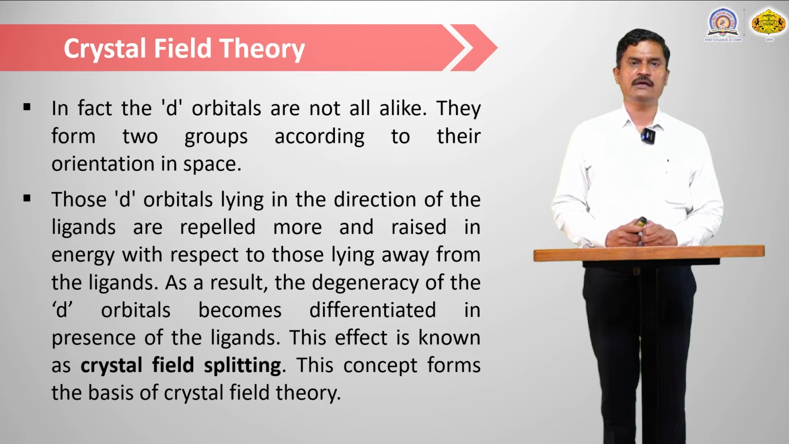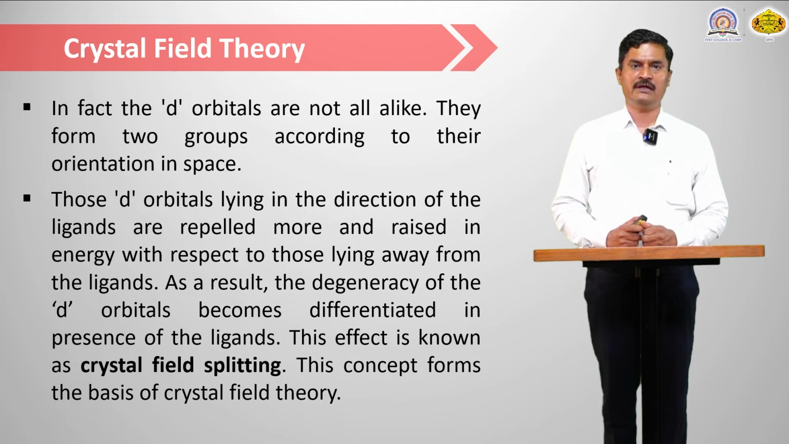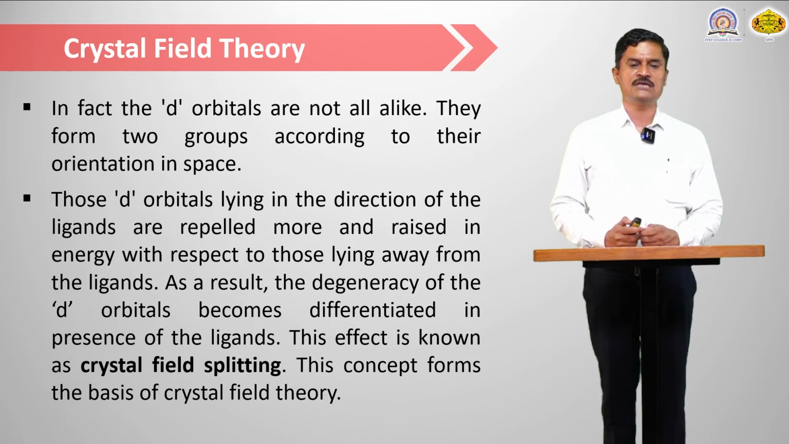This effect is known as crystal field splitting. So this is known as crystal field splitting, meaning the splitting of the d orbitals into two sets, that is the Eg set and the T2g set. This concept is known as crystal field theory.